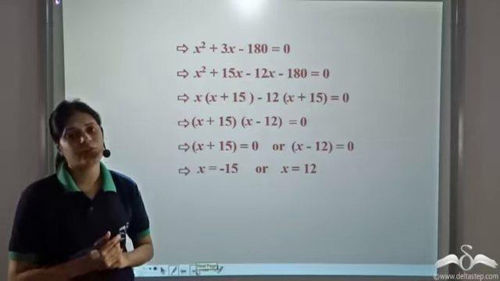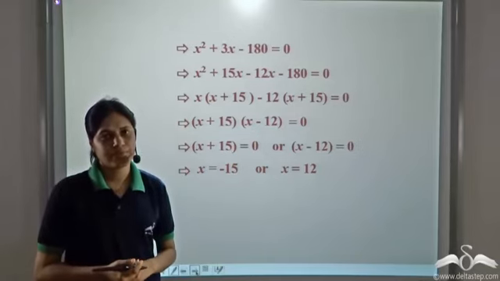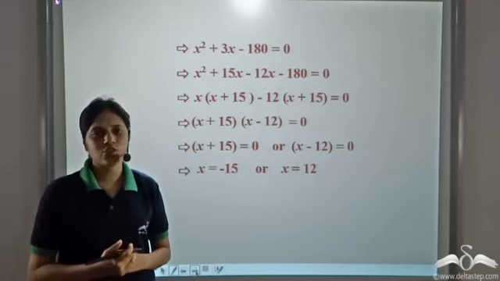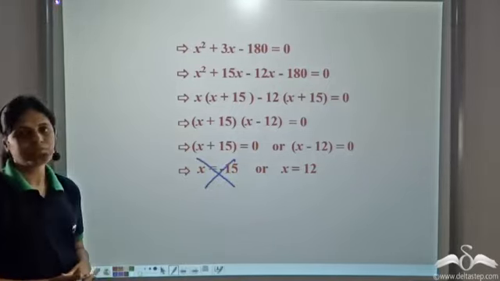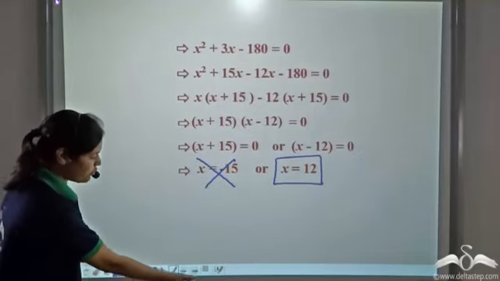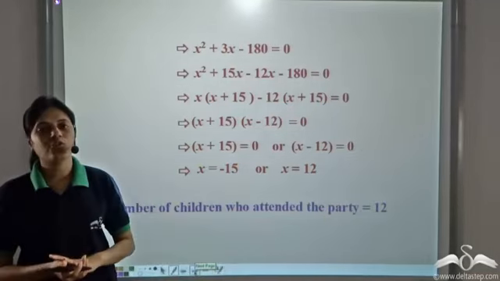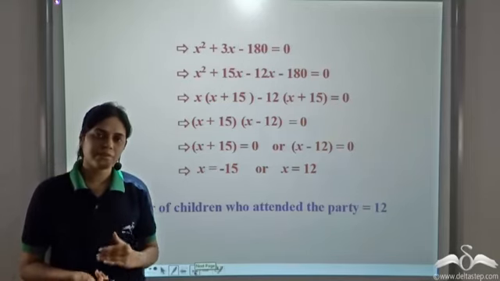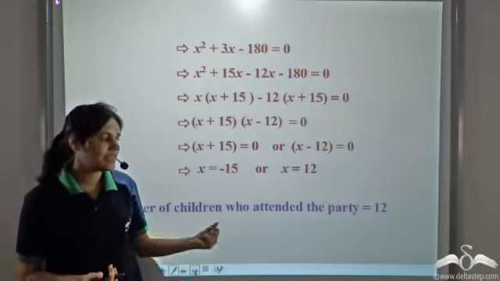Now recall what was x. x was the number of children who attended the party. The number of children cannot be negative. Negative number of children does not make any sense. So we discard this solution. And this is the required solution. So the number of children who attended the party is 12. So we see how such problems can be solved if they are framed properly in a stepwise manner, and then by solving the relevant quadratic equation, we can get the correct answer.